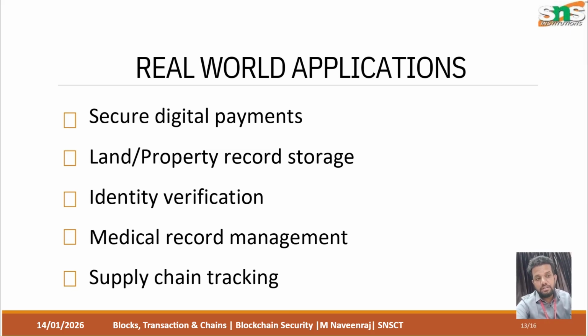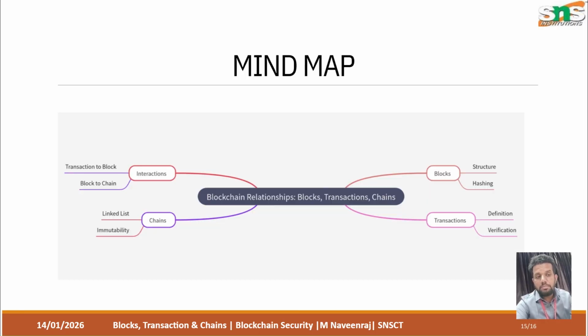There are various real world applications where blockchain is used in secure digital systems: land and property records, identity verification, medical records, supply chain tracking, all of which require trust and security.